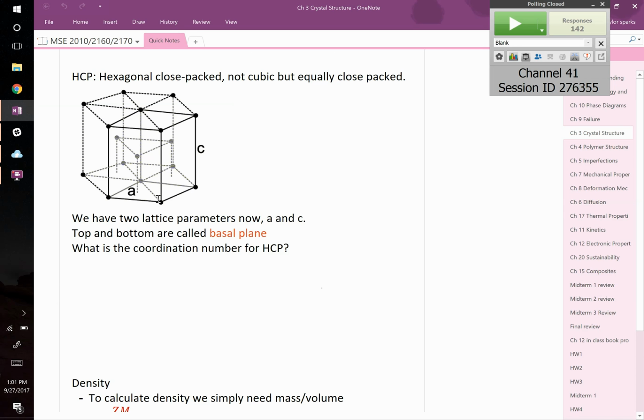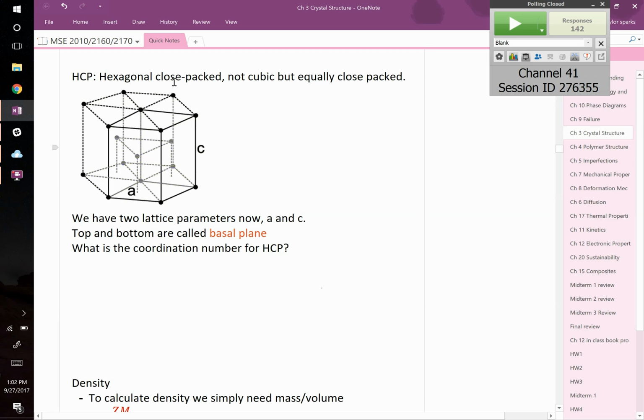Because you now have a hexagonal unit cell, we don't have just one lattice parameter. In a cube, all three sides on the edges are just equal to a because it's a cube. Now we have two different lattice parameters, a and c. Moreover, you have the top and bottom plane, which we call the basal plane. I'm talking about this region right there. That whole plane on the top, that's what we call a basal plane. We'll learn how to label that later today, I hope. So the first question with this is, what would be the coordination number for hexagonal close packed?